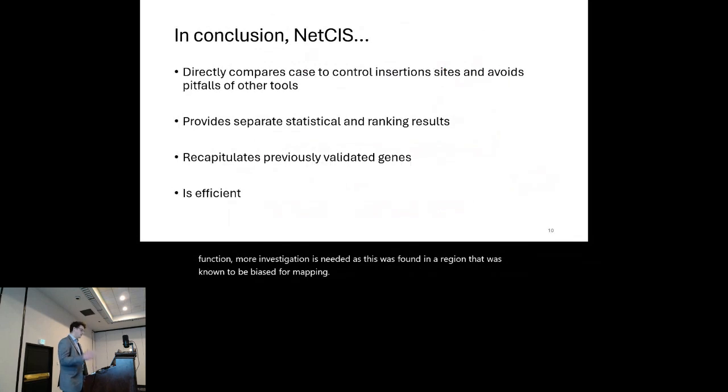So overall, what NetCIS accomplishes is that it directly compares cases to controls for insertion sites and avoids pitfalls of other tools. We provide separate statistical and ranking results, we're able to recapitulate previously validated genes, and we are overall very efficient and can run quite fast when looking at thousands of common insertion sites.